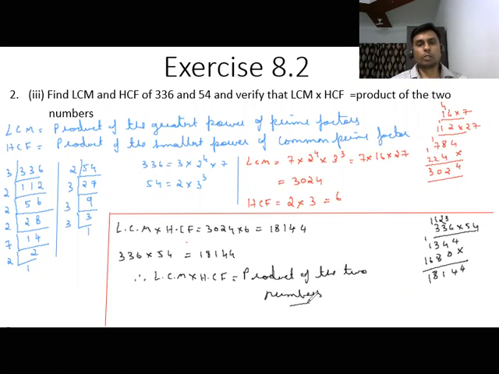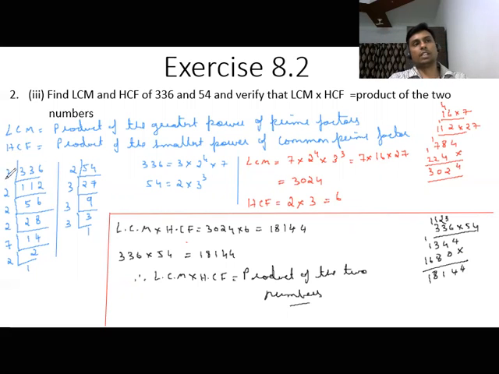So to find LCM, what you have to do is take all the uncommon terms, and from the common terms, choose the greatest power, and multiply them. To find the HCF, take only the common terms, and in the common terms, find the product of the smallest power. So choose only the smallest power, which means basically you have to express them in terms of prime factors.